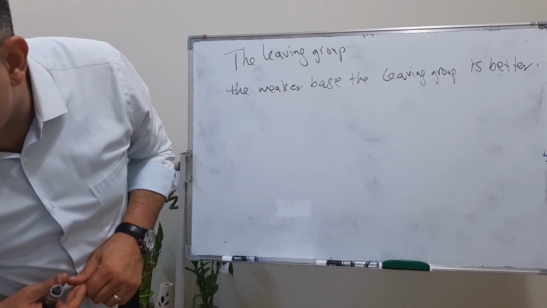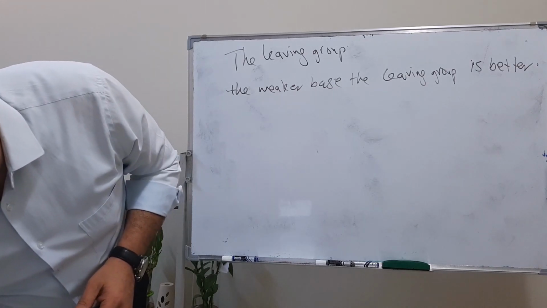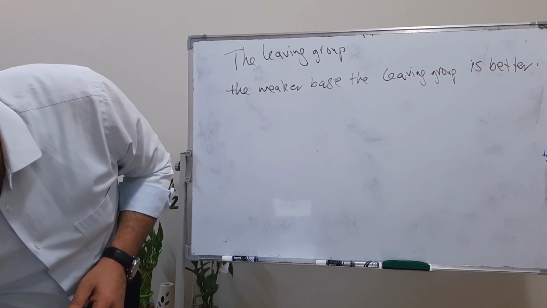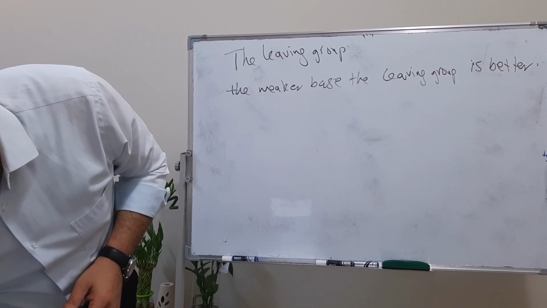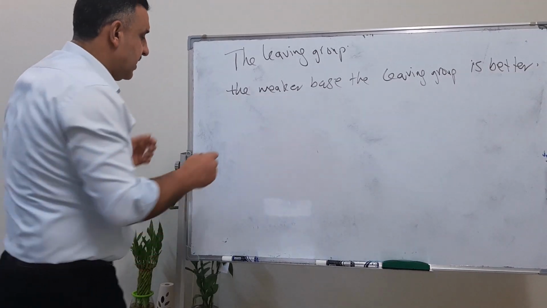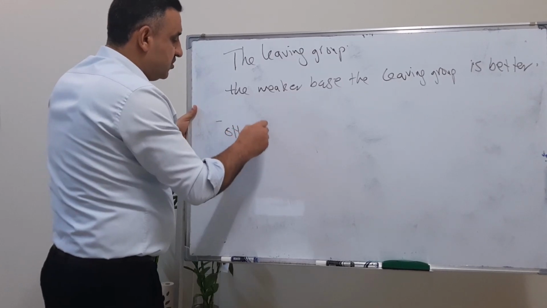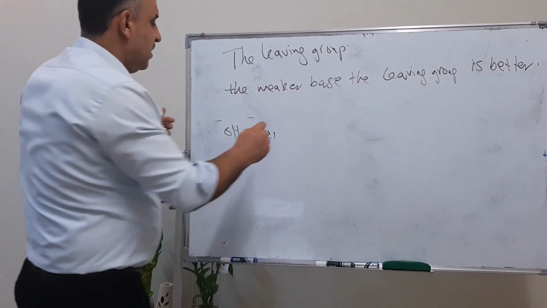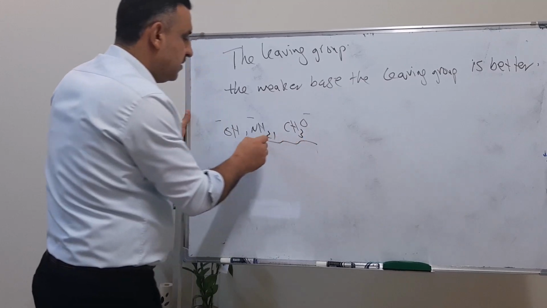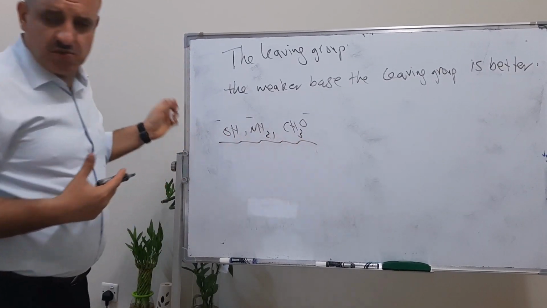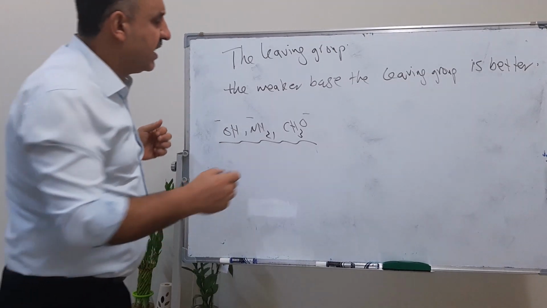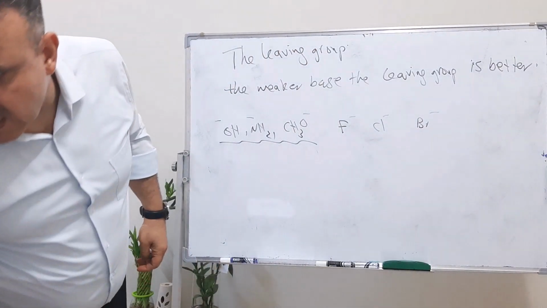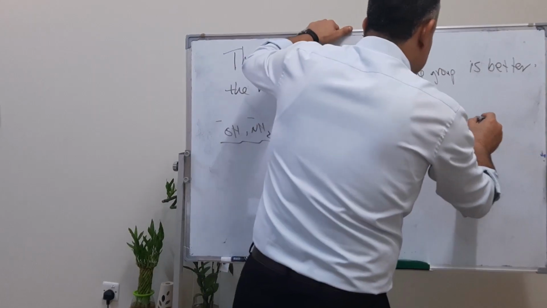In other words, let's compare these leaving groups which you have in here. For example, if we compare OH minus, NH2 minus, suppose CH3O minus, the leaving capacity of these groups compared to the halogens: F minus, Cl minus, Br minus, iodine minus, and what we call the tosyl group.